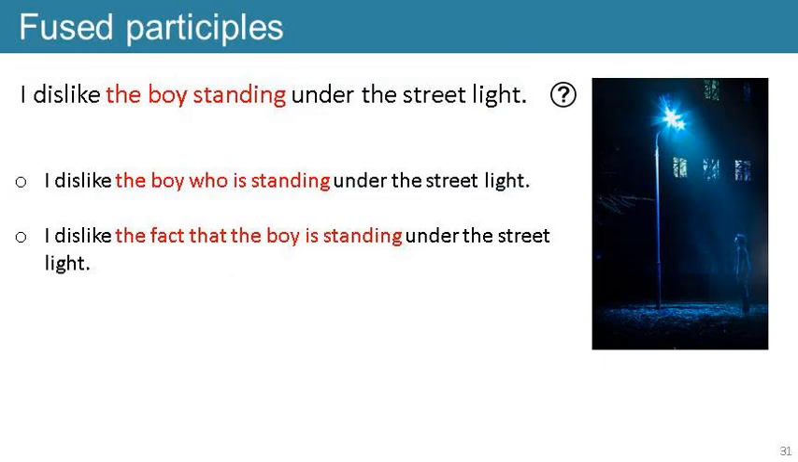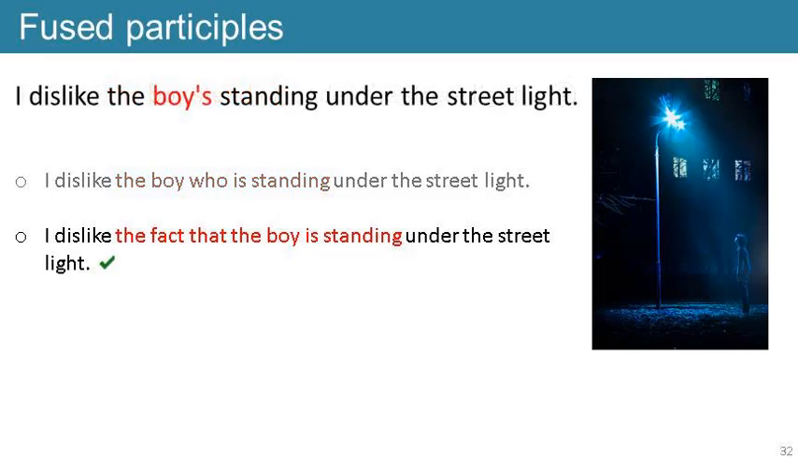There are some rare occasions when the use of the fused participle, as exemplified by the red words in the first sentence, can be ambiguous. Strictly speaking, the decontextualized sentence, I dislike the boy standing under the streetlight, could mean either that I dislike the boy who is standing under the streetlight, or I dislike the fact that he is standing there.